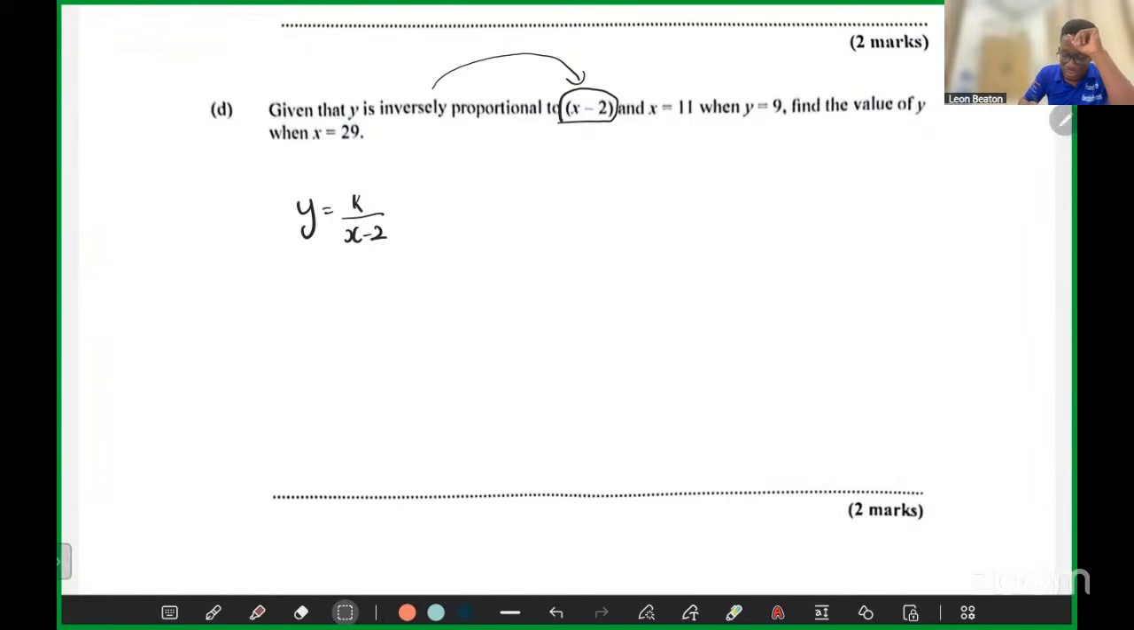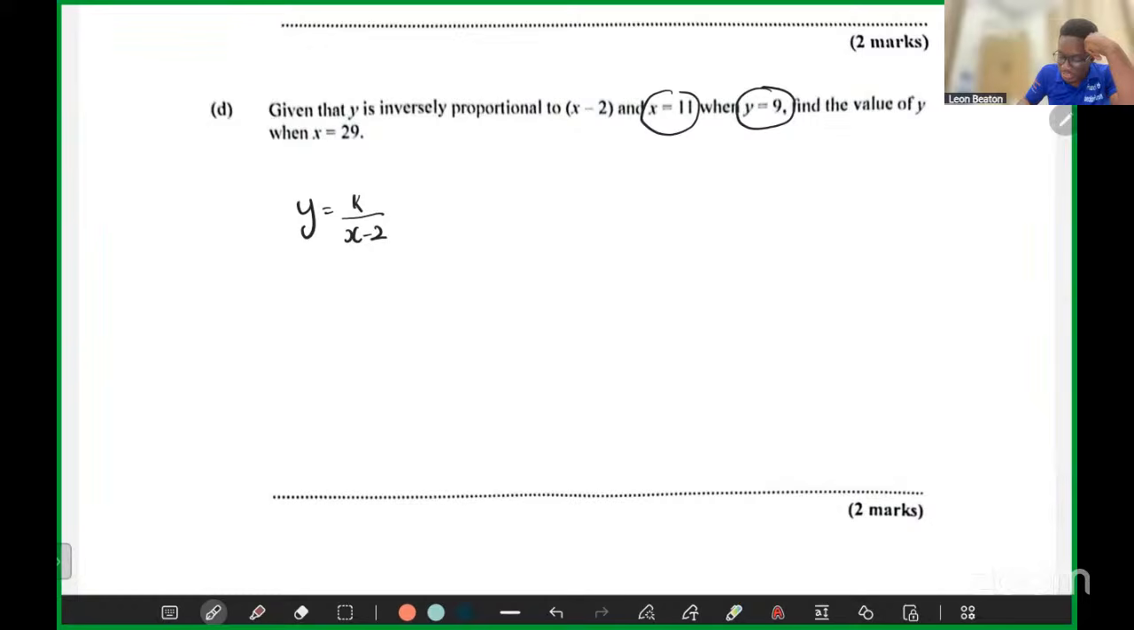So the first thing you want to do is come up with the equation, and this is the equation. Then the key thing in any proportion question is to find the value of k, the constant of proportionality. How do we find the value of k? They will always give you a value of x and a value of y, so we can use those two values to find k.